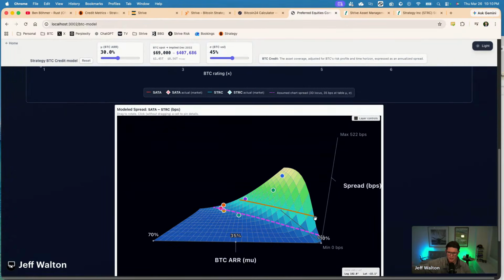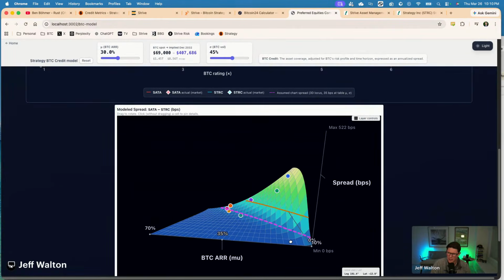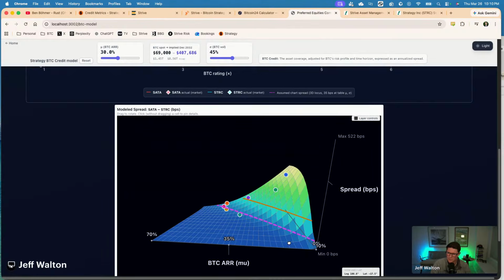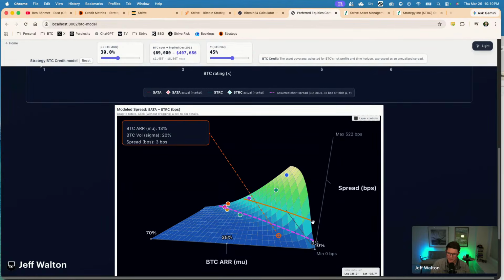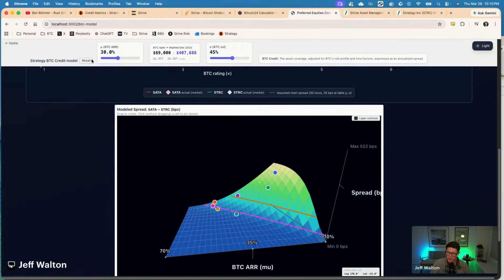That orange line is representative of where the market is effectively saying the credit spread is between STRC and SATA, which is fascinating. And then the pink line is what the modeled credit spread is based on these underlying assumptions. So again, the underlying assumptions are 30% BTC ARR, 45% BTC vol. So let's look at how these things change when you dynamically move these, right?